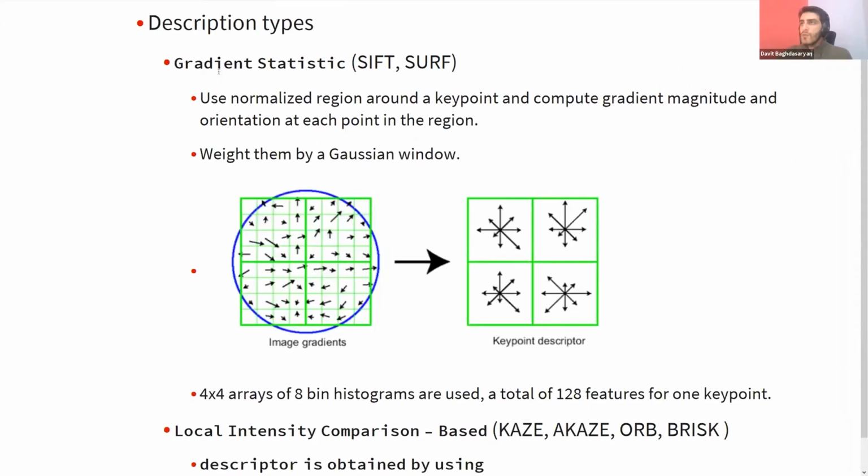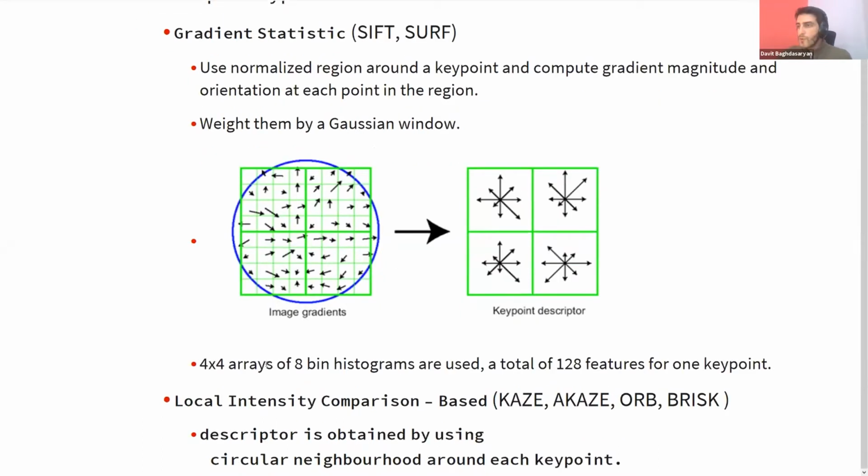How do the descriptors work? The SIFT and SURF based methods use gradient statistics to calculate those descriptors, which means computing the orientation around the detected key point. They take patches of the image and compute the orientation in each patch, and then build histograms of those orientations, which become the descriptor. 4x4 arrays are used in SIFT, for example, with an 8-bin histogram for each, giving a total of 128 features. And as I said, local intensity comparison-based methods like KAZE or BRISK use comparisons between the pixel intensity values to create those descriptors.